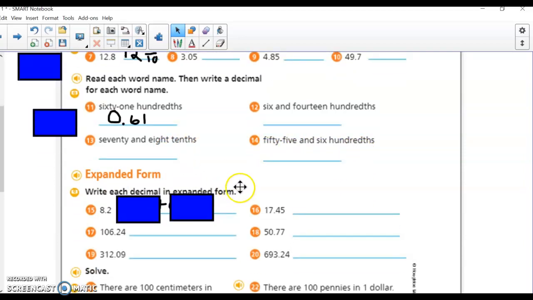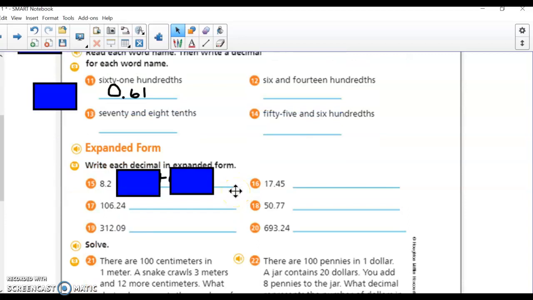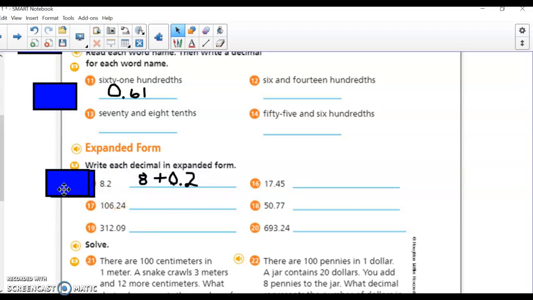Okay. Now we write each decimal in expanded form. Okay, that's what we were just doing on the last slide. So if you need to rewind a little bit, go ahead and watch it again. That's kind of the only new thing today. So I have 8 whole plus my 2 in the tenths place.